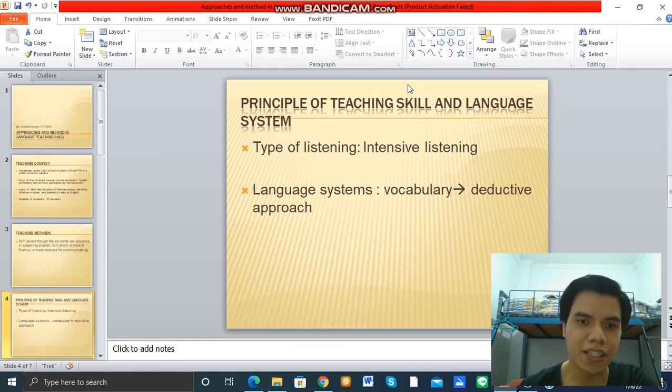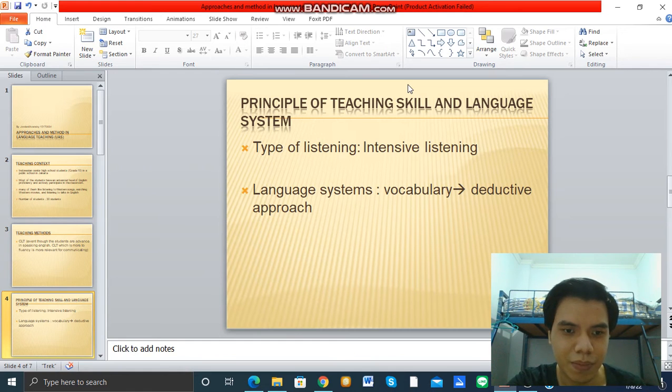The second is about language systems. I mean the principle of language systems. The language system is vocabulary. I'm using a deductive approach, which means the teacher explains the material first and gives the examples, and then lets the students do the practice.